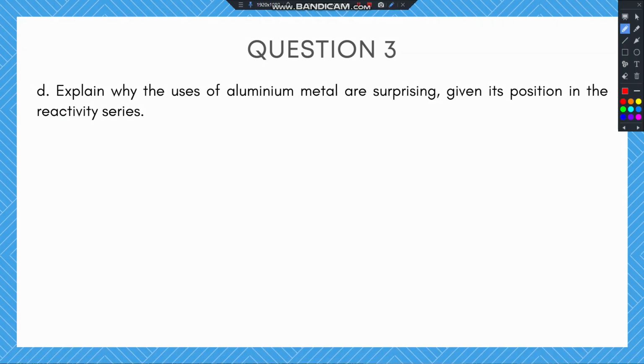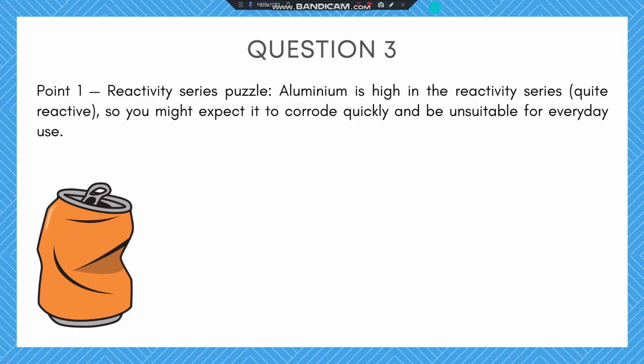Now the final question says, explain why the uses of aluminium, the aluminium metal, are surprising given its position in the reactivity series. So why are the uses of aluminium very surprising given its position in the reactivity series? Let's answer that question. We have a number of points. First point is aluminium is very high in the reactivity series, okay? If you check out the position of aluminium in the reactivity series, you would see that it is quite on the reactive side.